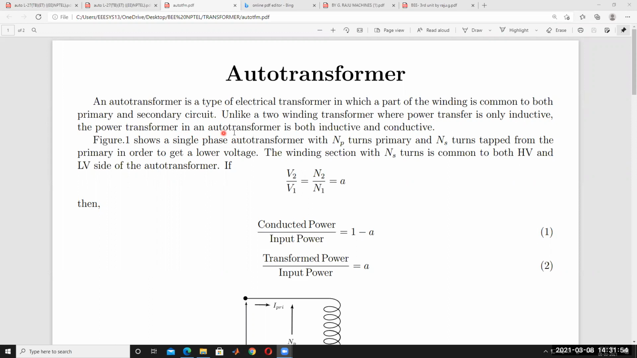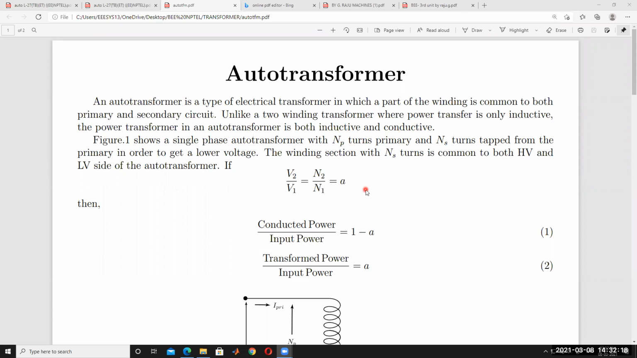The power transfer in an auto transformer is both inductive and conductive. The power transfer in an auto transformer takes place through both induction and conductive property. Only one winding is used in an auto transformer.